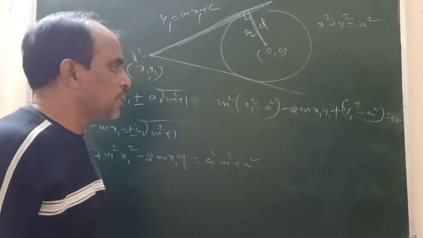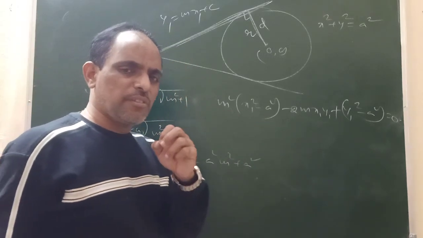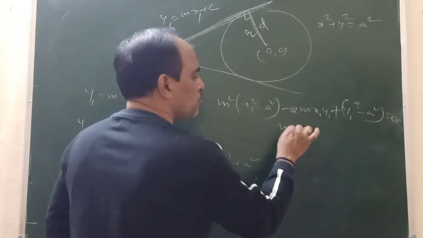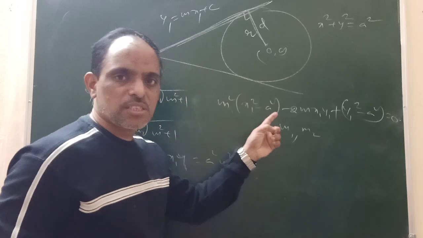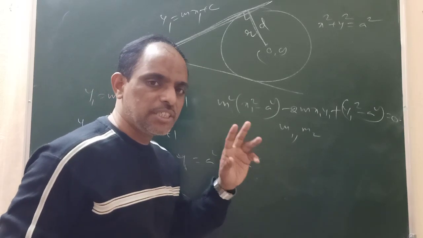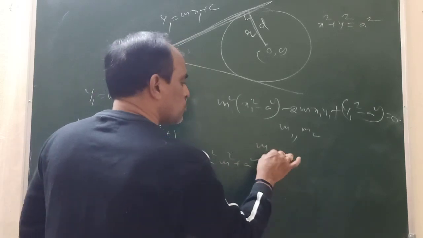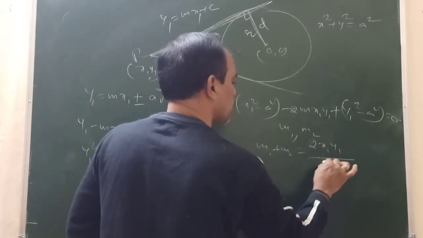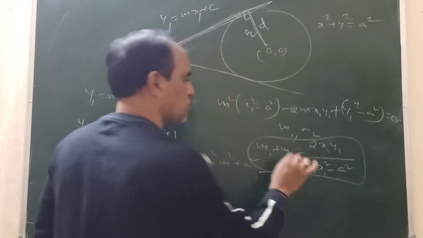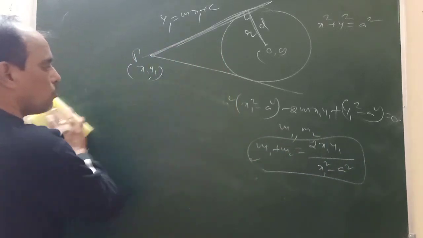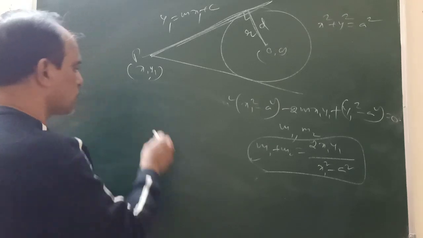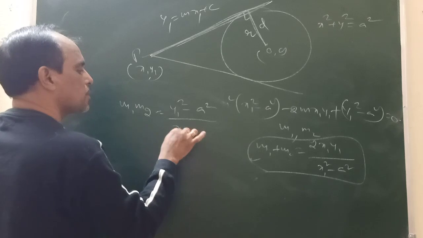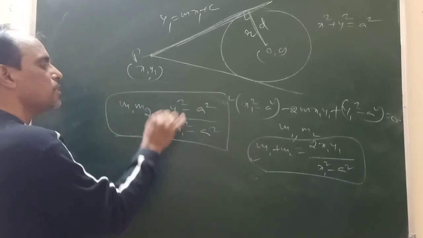From this quadratic equation we can prove one of the important concepts. I will explain this concept also. Let us suppose m1, m2 are the roots of this quadratic equation in terms of m. So what about the sum of the slopes? m1 plus m2 is equal to 2x1 y1 by x1 square minus a square. And one more point, the product of the slopes, that is m1 m2, is equal to y1 square minus a square by x1 square minus a square.